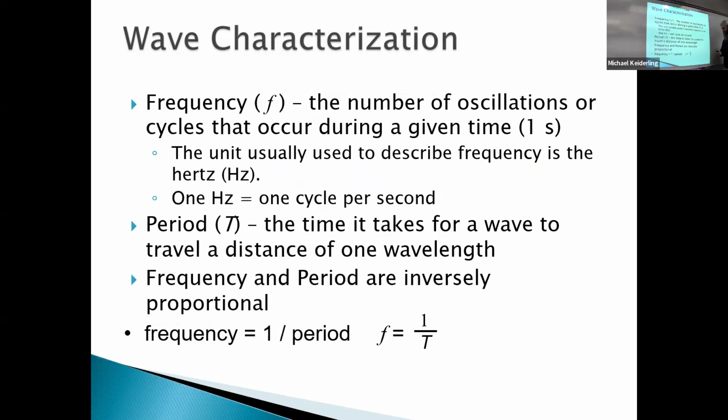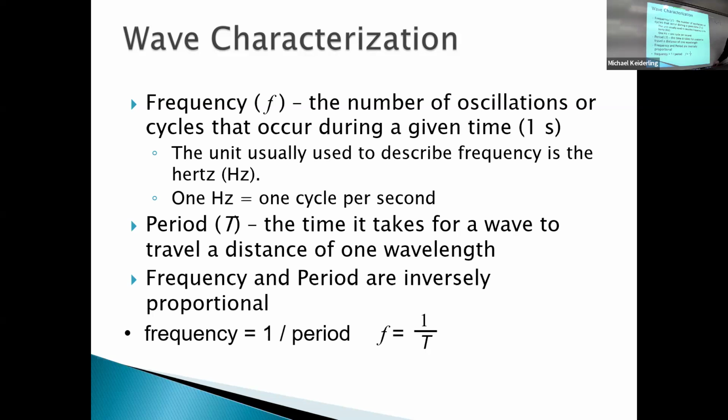We can also talk about frequency. The frequency of a wave is how many cycles occur during a given time, 1 second. We usually measure frequency in hertz. 1 hertz is 1 over a second. They're inverse seconds. 1 hertz is 1 cycle per second.